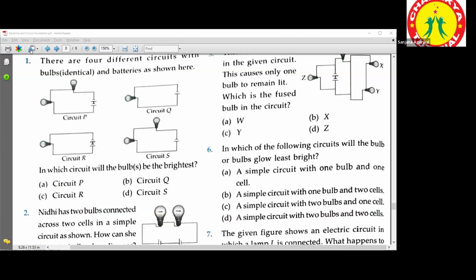Correct, all correct. C means two bulbs and one cell, because the voltage from only a single cell will be divided between the two bulbs. That's why they will glow least bright. And if we put two cells, they will glow brighter.